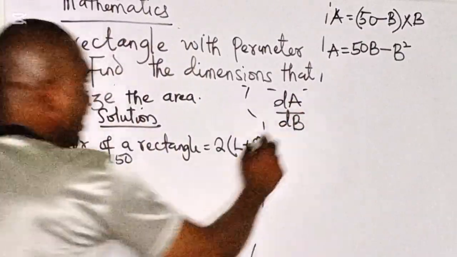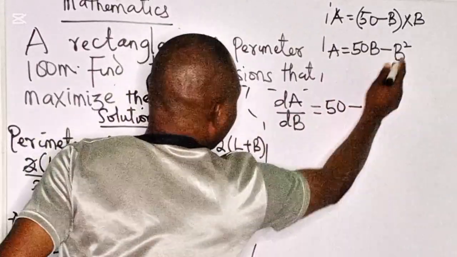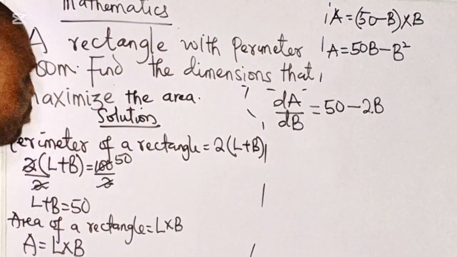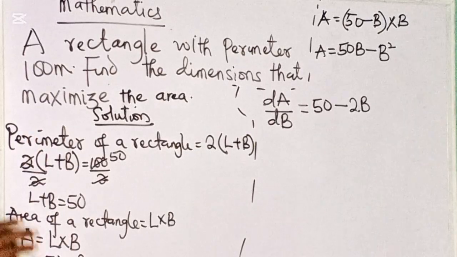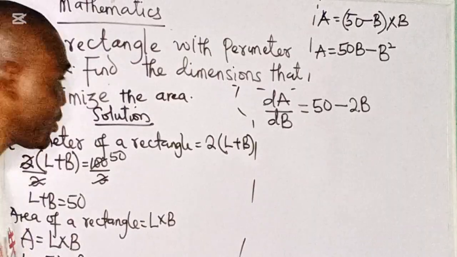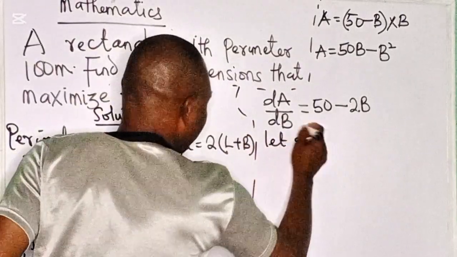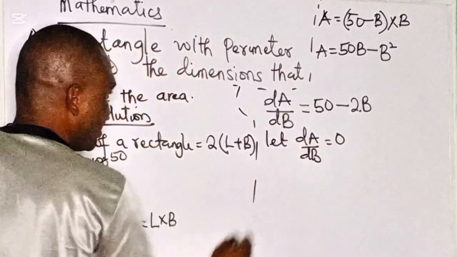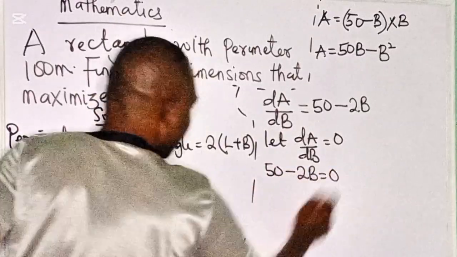Now, dA/dB here is equal to, differentiate this, I'm having 50 minus, differentiate this, here is 2B. Is that clear? So my dA/dB equals 50 minus 2B. Now, if you cast your mind back towards the stationary point, at a stationary point, what happens? dA/dB is 0. So let dA/dB be equal to 0. So at the end of the day, I'll be having 50 minus 2B is equal to 0.